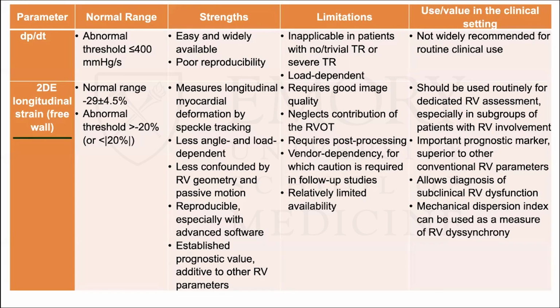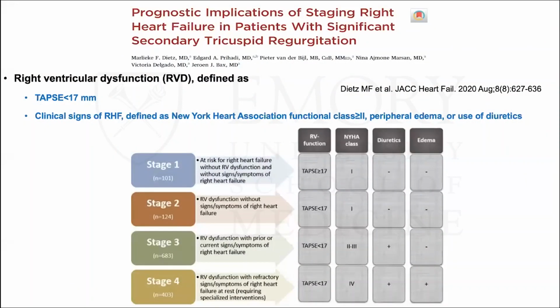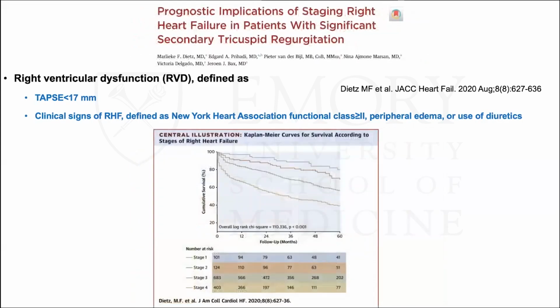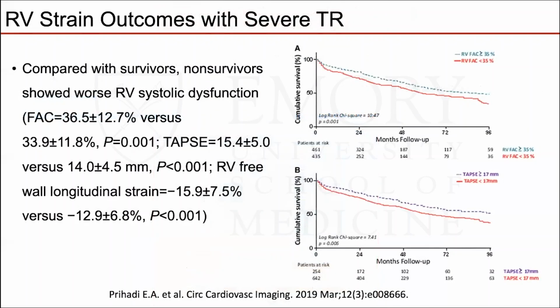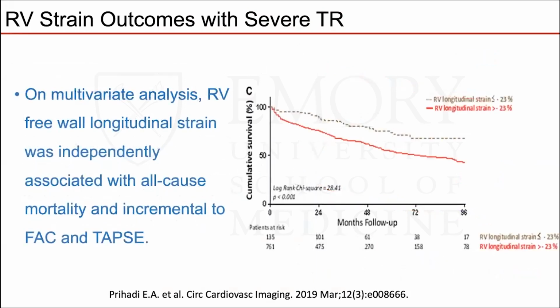prognostic in outcomes. So for example, this study looked at patients with secondary tricuspid regurgitation, where RV dysfunction was defined as a combination of TAPSE less than 17 and clinical signs. And TAPSE alone in combination with clinical signs was able to predict survival in these patients. This is another study which looked at both TAPSE and fractional area change. And what they found was that RV strain is actually incremental to fractional area change and TAPSE in predicting all-cause mortality.